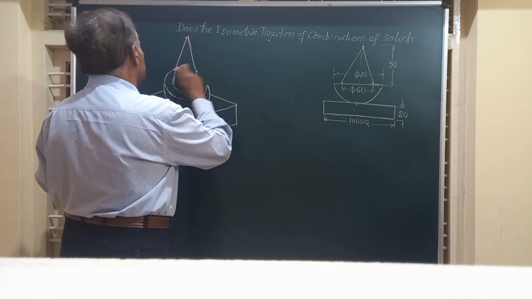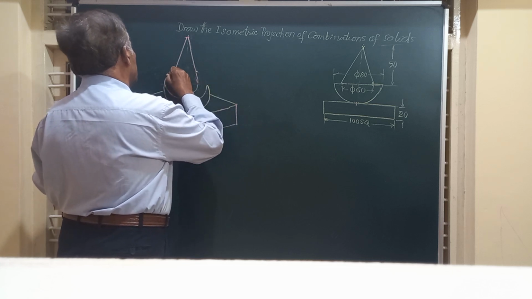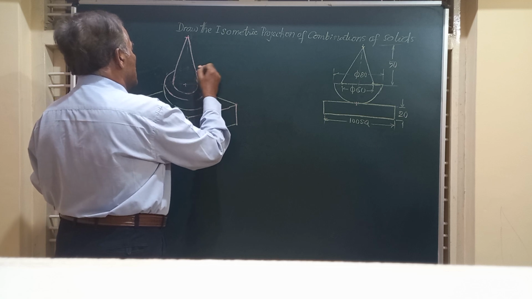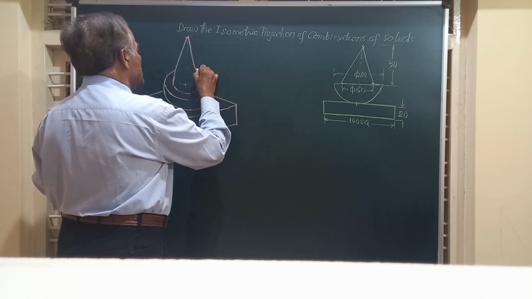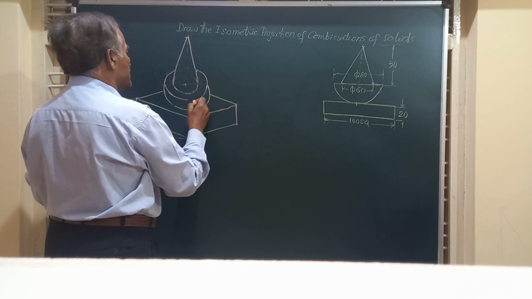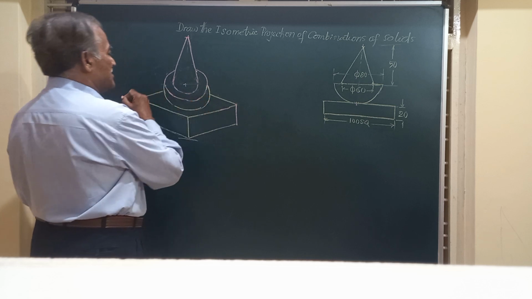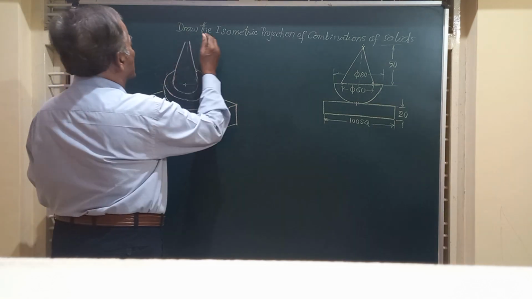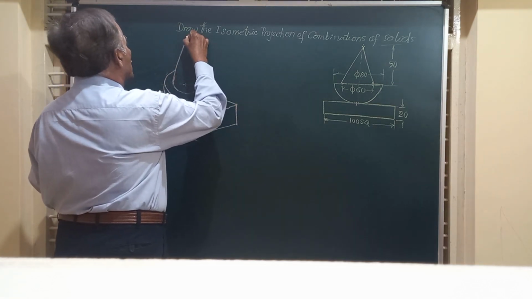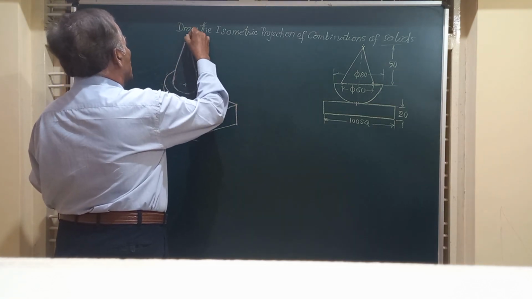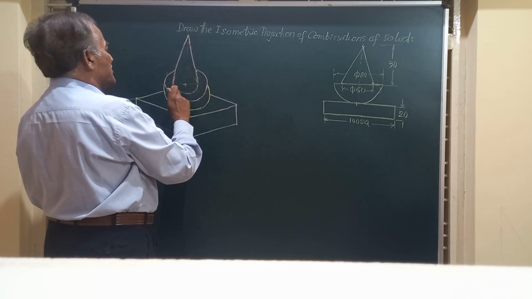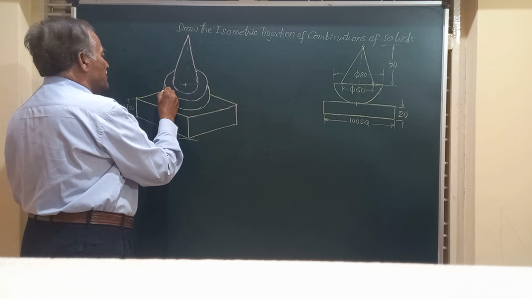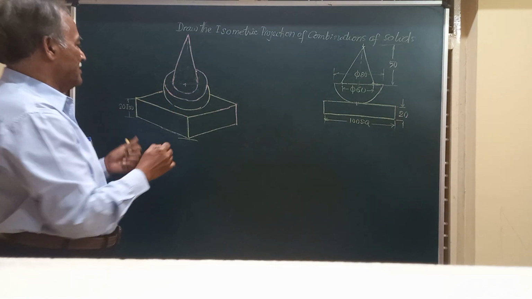Now friends, you can see the complete isometric projection of the combination of these solids. This is how we look, friends. And remember, in the isometric projection, we never show any angle or any of these dimensions. It's a convention that is being followed. Friends, this is how finally it appears.